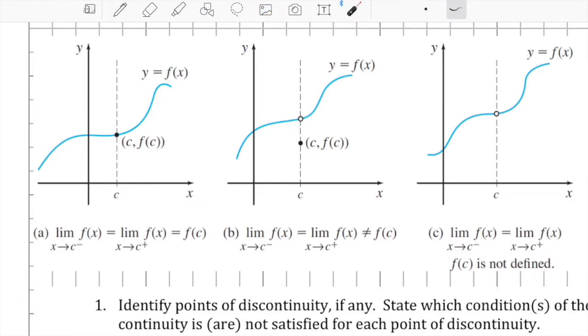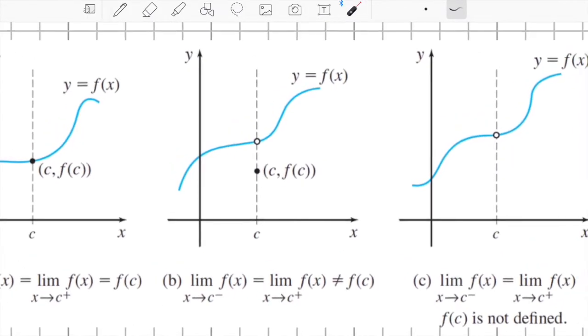If you look at the first graph, notice that if I want to find the limit as x approaches c from the left, it's equal to the same limit as x approaches c from the right, and it's also equal to f of c. Notice, if we approach from the left, the graph is approaching that y value. If we approach from the right, the graph is approaching that same y value, and f of c is this y value here, so all three are the same. So that's a nice graph. That's what they call it, nice, in quotations.